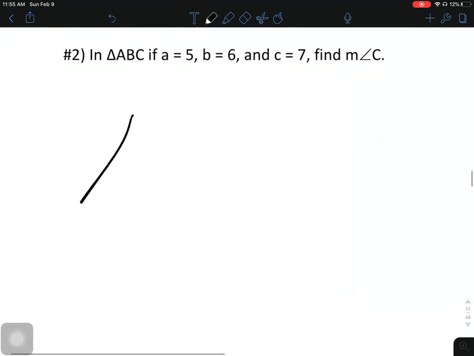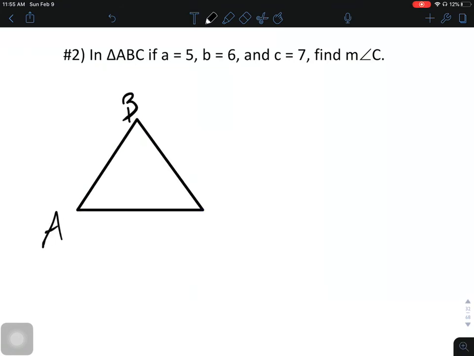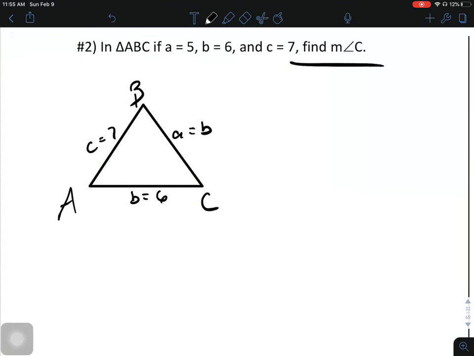In triangle ABC, let's draw that little fella. Little a is 5. Little b is 6, I should say. Little c is 7. Excuse me. Find the measure of angle C.